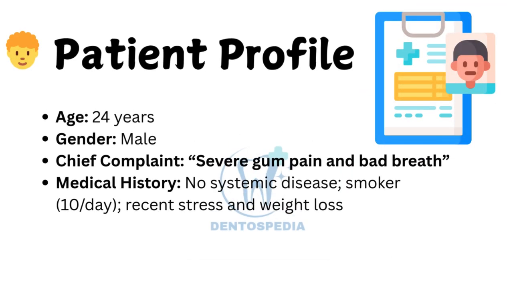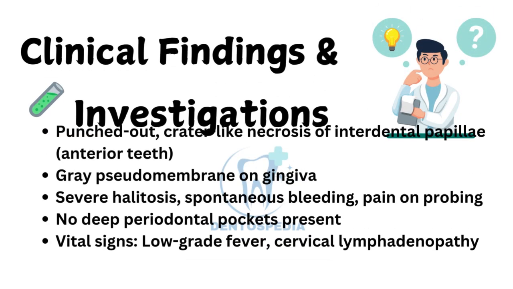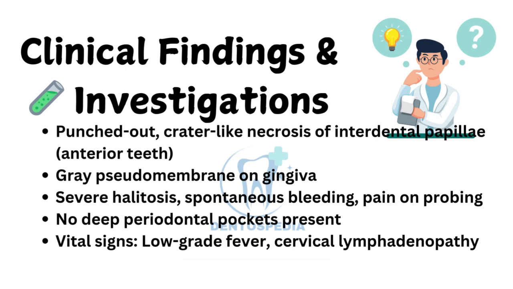Let's have a quick breakdown of the patient's profile: age, gender, chief complaint, and medical history. In this case, the anterior papillae show punched-out, crater-like necrosis covered by a gray pseudomembrane. The patient has severe halitosis, spontaneous bleeding, and pain on probing. Importantly, no deep periodontal pockets are present. Systemically, he shows a low-grade fever and cervical lymphadenopathy.